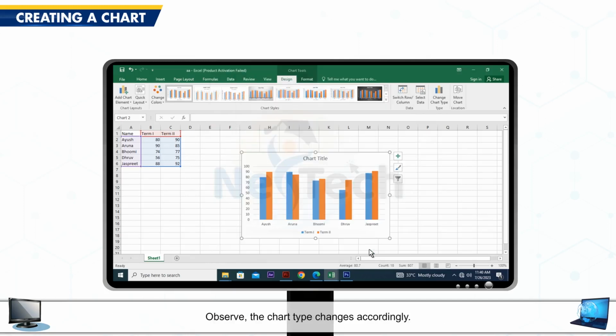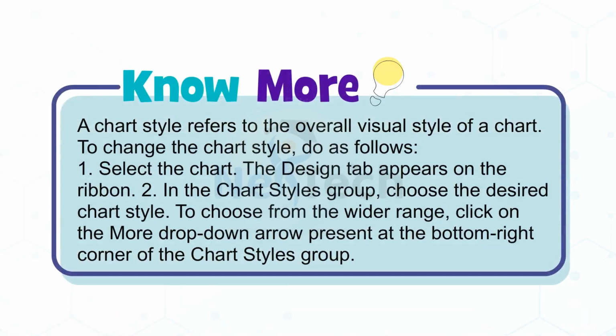Click OK. Observe the chart type changes accordingly. A chart style refers to the overall visual style of a chart. To change the chart style, do as follows.